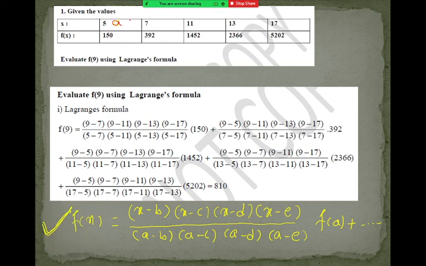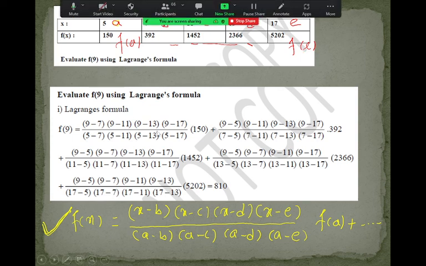This value is a, this value is b, this value is c, this value is d, and this value is e. This is a, b, c, d, e. So that is about the 5 values we are given, and obviously the bottom values are like f of a to f of b. So these are the notations mainly used in Lagrange's, and you can just replace and do a calculation.